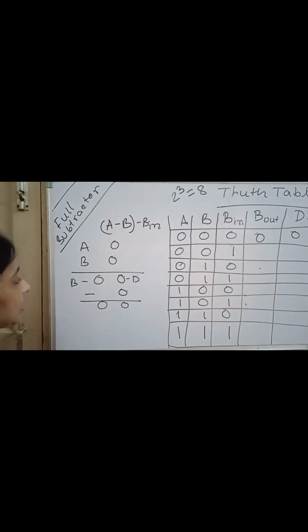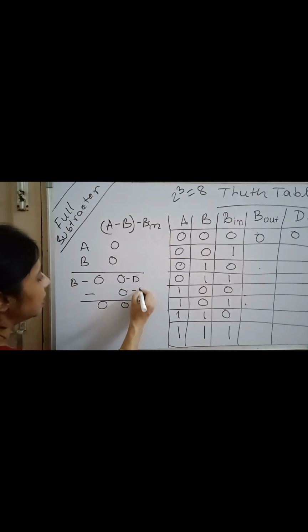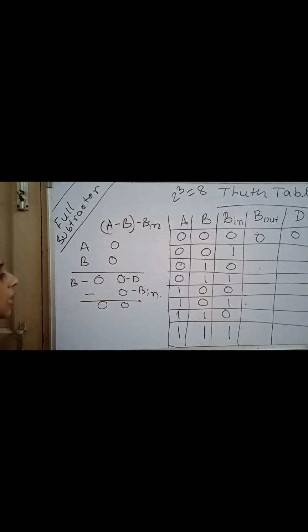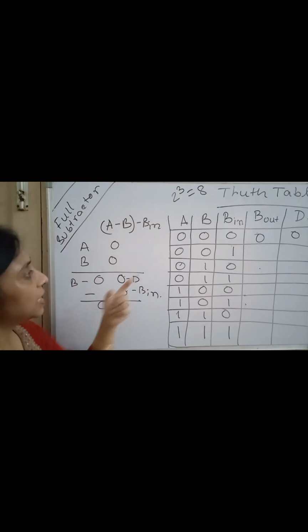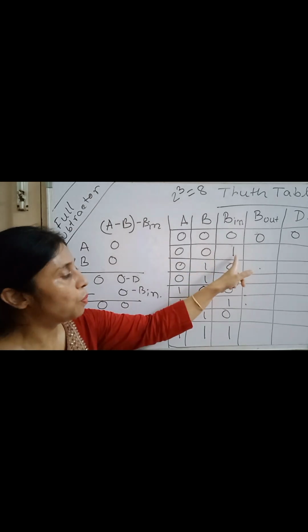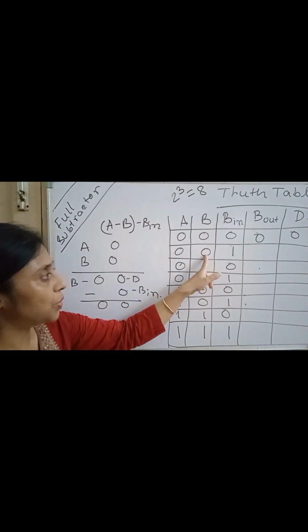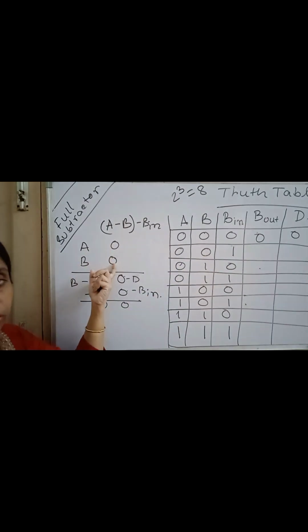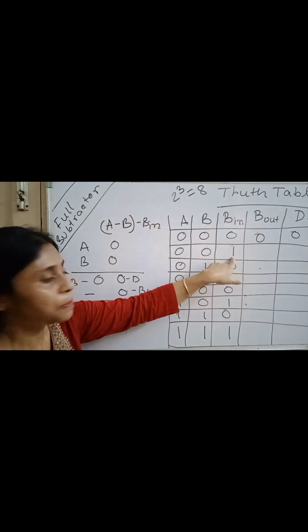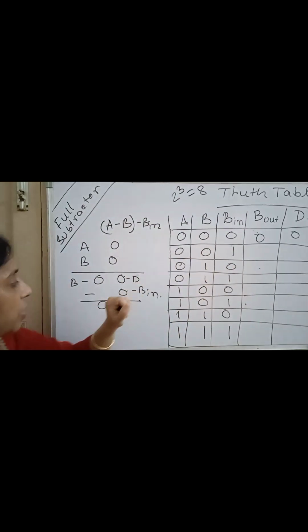Now come to the next step. This is our B in, right? Now come to the next step, that is 001. So 0 minus 0. From that we need to subtract 1 now for this input combination.